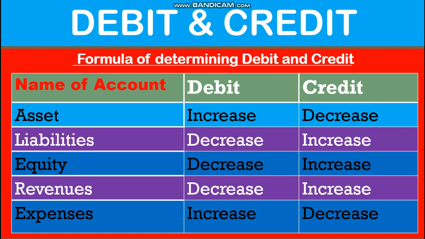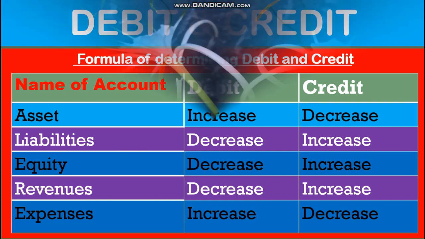And lastly, expenses. Expense, if it is increased, debit. If it is decreased, credit. Expense account increase, debit. That means that by which we receive short term benefit, that is our expense. By which payment we receive short term benefit, like purchase, salary, rent, we receive short term benefit. This is our expense. And expense increase, debit, decrease, credit.